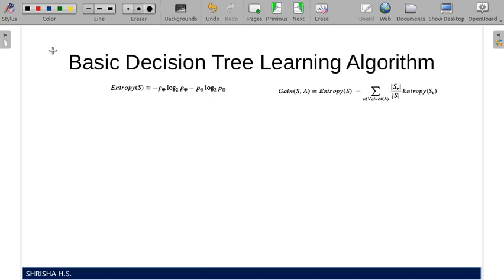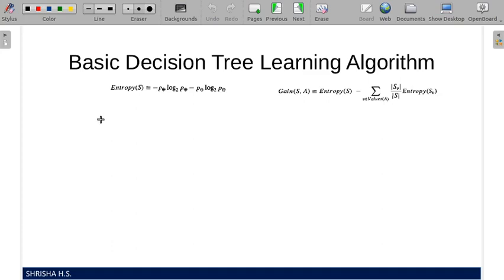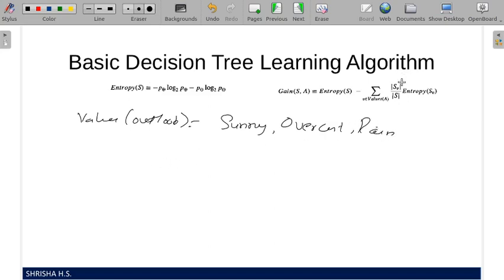For outlook, temperature, humidity, wind, one by one we will calculate the information gain. For outlook, what are the attribute values? One is sunny, the next one is overcast, and the next is rain. So we know that we have to calculate entropy for sunny, overcast and rain.